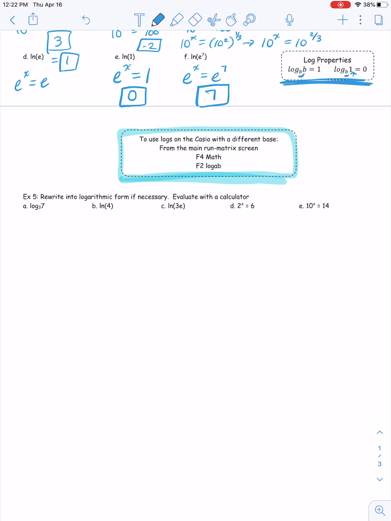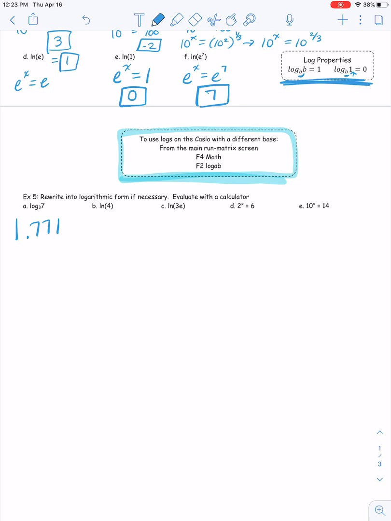So log base 3 of 7. You'll go to your F4, you'll choose F2, you'll put 3 as the base, that's the subscript. You'll put 7 as the argument, which is like the normal number. And when you hit enter, you should be getting a value that is approximately 1.771. So this would be a great time for you to pause and try these on your own. For the last two examples, obviously you're going to have to rewrite that into log form. So again, I would try to pause, do that on my own, evaluate. I'll go ahead and fill in the answers real quick.